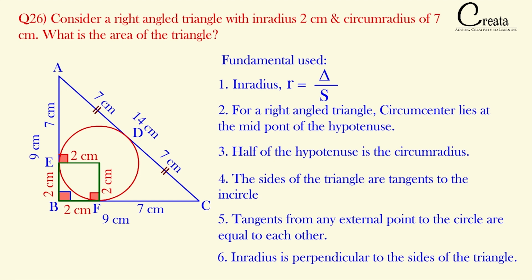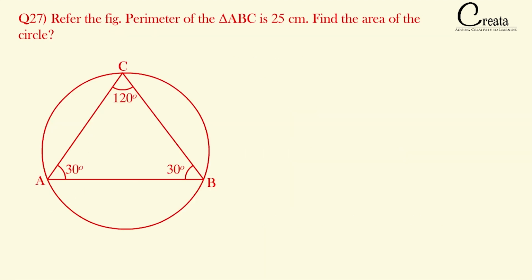So we have used many fundamentals, and this is a very important question because it involves multiple fundamentals. Such type of question basically enhances your basic fundamentals. So let's move to the next question. Refer to the figure. Perimeter of the triangle ABC is 25 centimeter. Find the area of the circle.